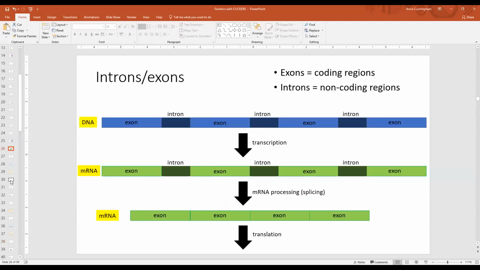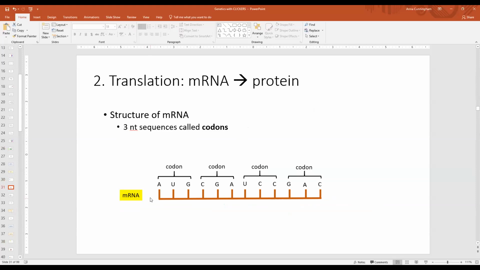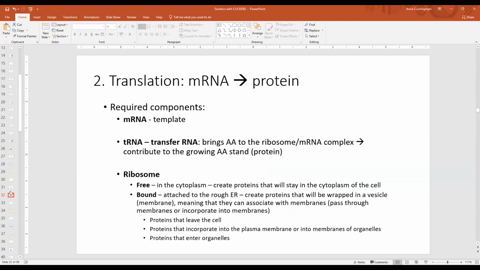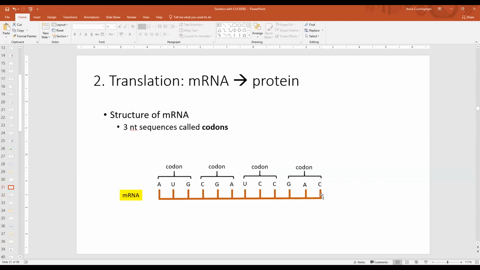Okay, so that's what we're doing here. We have our mRNA strand. It's 3 nucleotide sequences coding for codons, and those codons code for amino acids. We're trying to get a strand of amino acids linked by peptide bonds.